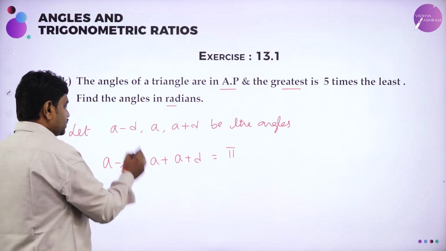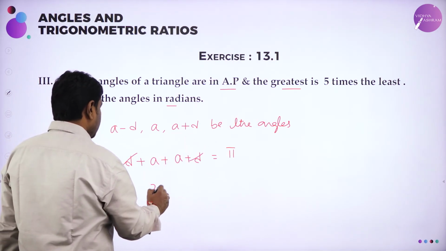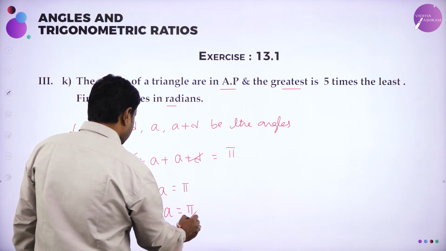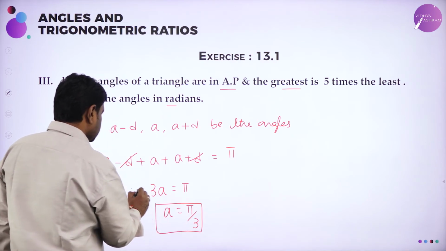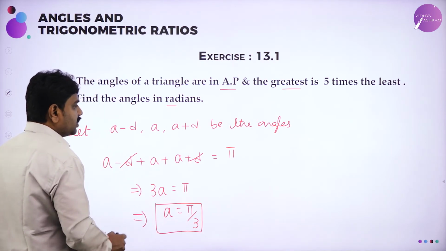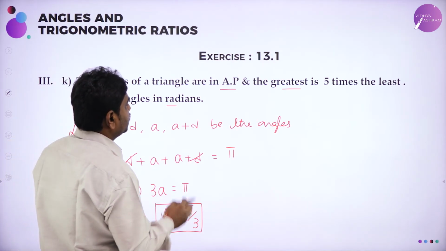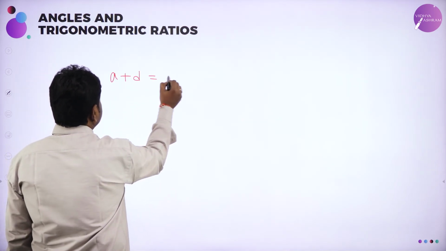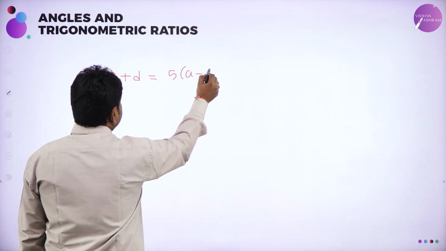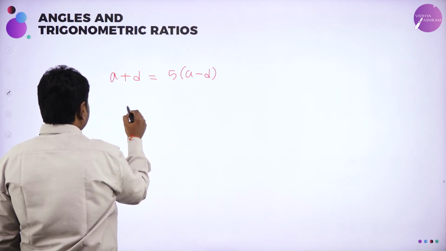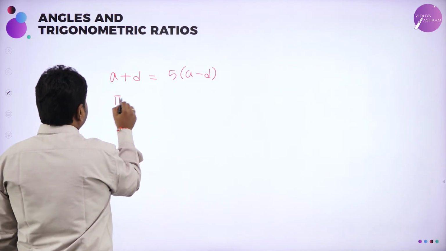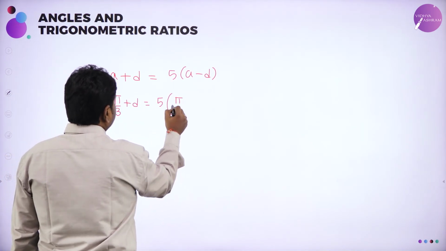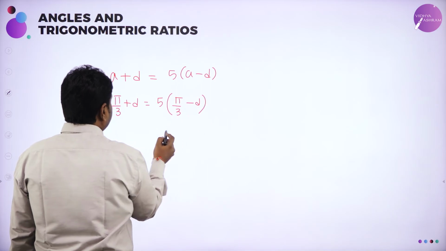So again minus D plus D cancels. You will have 3A, 3A is pi, and A is pi by 3. 60 degrees, that is pi by 3. So solving this we got the A value. Now they told greatest is 5 times least. Greatest means A plus D, equal to 5 times least, which means A minus D. A we know is pi by 3. So pi by 3 plus D is equal to 5 times pi by 3 minus D. Solve it and get the value of D.